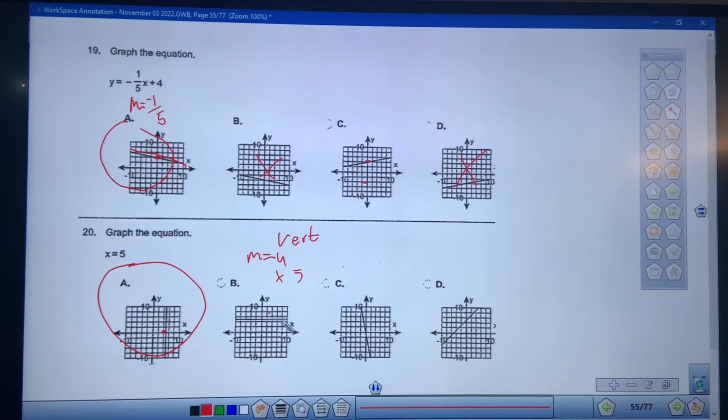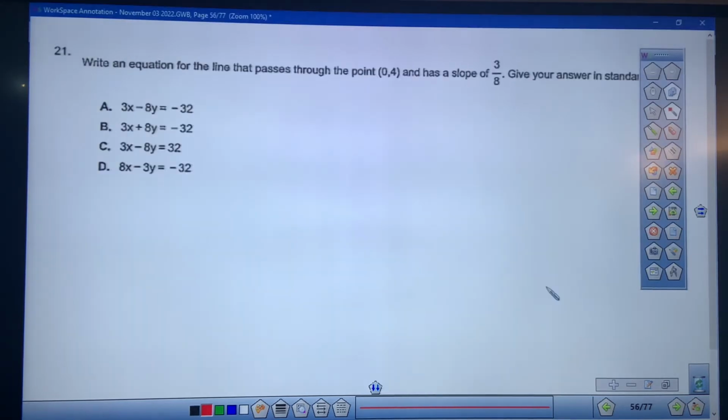This would be a horizontal line. This one would be a HOI. This one has a slope that's not 0.